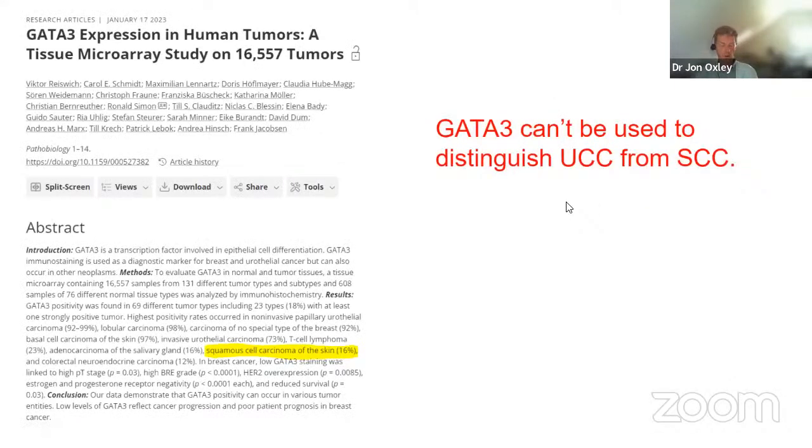And I'd just like to say, there were a lot of comments about using GATA3 to distinguish urothelial carcinoma from SCC, but the more you use GATA3, the more you realize it's not much use for anything apart from confusing you. So in squamous cell carcinomas of the skin, 16% will express GATA3. So it's not a marker of urothelial versus SCC, and it shouldn't be used in that scenario. It's not reliable enough. You need to use uroplakin realistically.